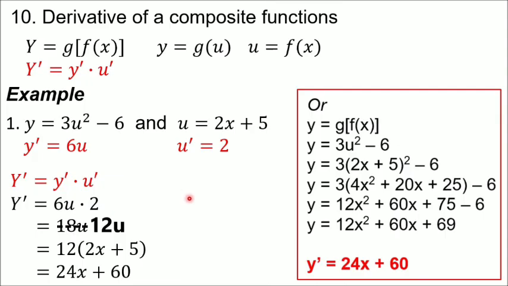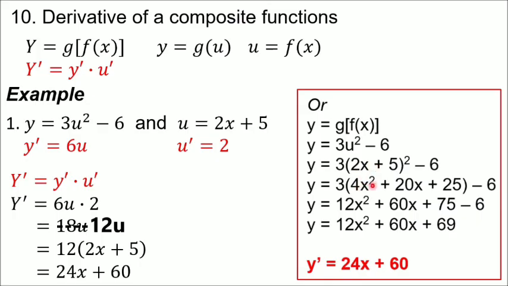Or we can also do this. Y equals the g of the f of x. And then we have here y according to the given 3u squared minus 6. And then u natin dito is 2x plus 5. We can substitute that. 3 times 2x plus 5 quantity square minus 6. So parang yung u dun sa taas, pinalitan lang natin ng 2x plus 5. And then we expand this 2x plus 5 square. Square of a binomial. Ito na yung kanyang result.